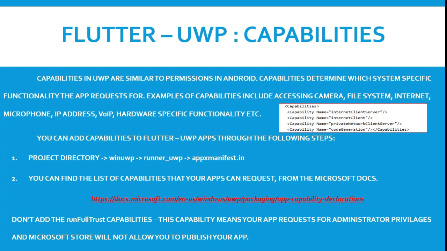Also, don't forget to add the run full trust capability, because this is the capability that allows your app to request administration privileges. It means that your app will behave like an administrator. The Microsoft Store many times rejects applications that declare run full trust capabilities. So be aware: unless it is required, don't add the run full trust capability.